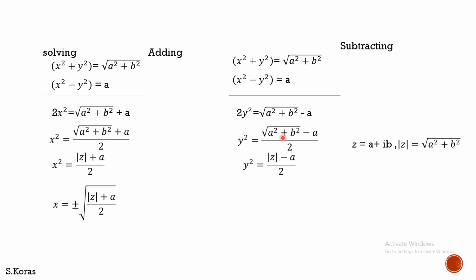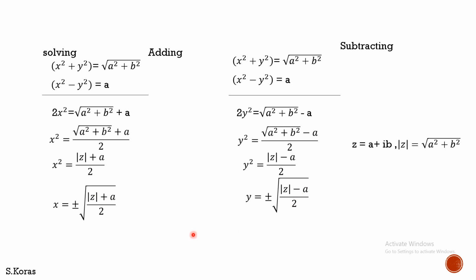As I told you already, root of a square plus b square is nothing but the modulus of z. So y square is equal to modulus of z minus a by 2. Now let us take the square root on both sides. That is plus or minus square root of modulus of z minus a by 2. Right. Now, this is inside the square root. This is also inside the square root. Sometimes, if the value inside the square root is negative, it will give us some problems, whether this or this, whatever it may be.